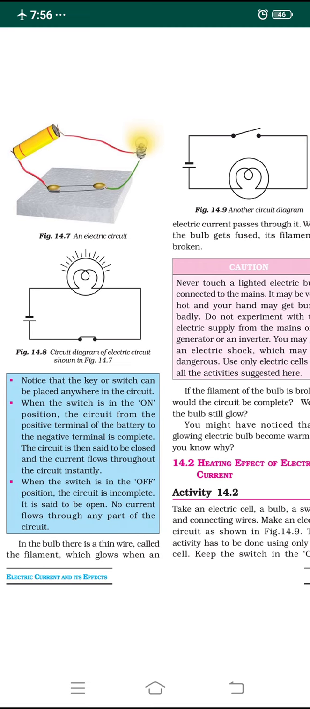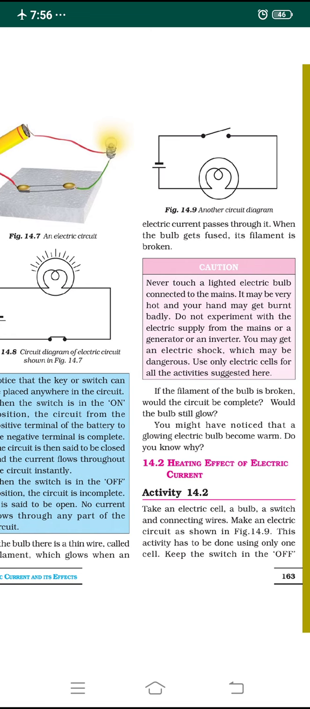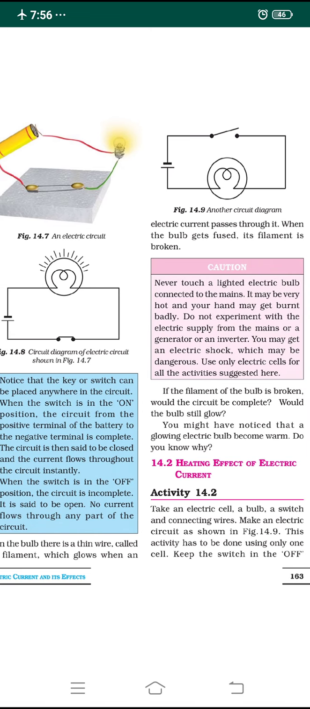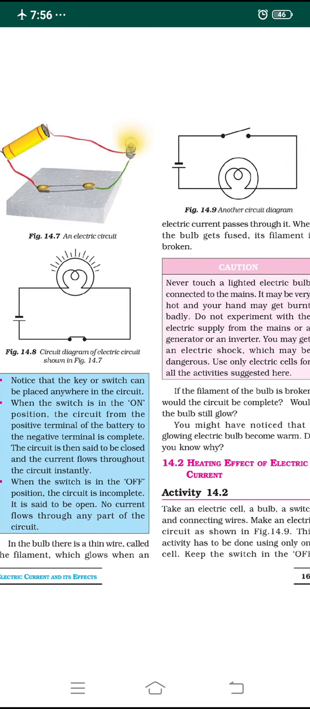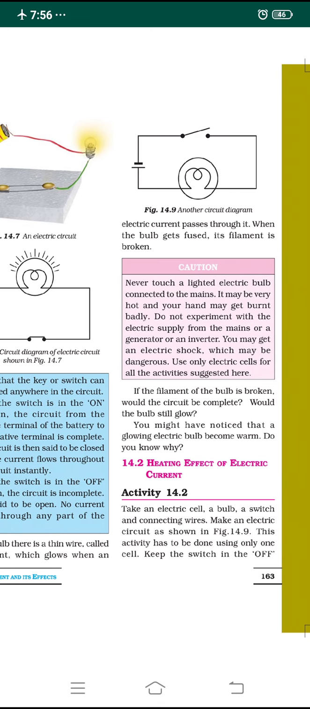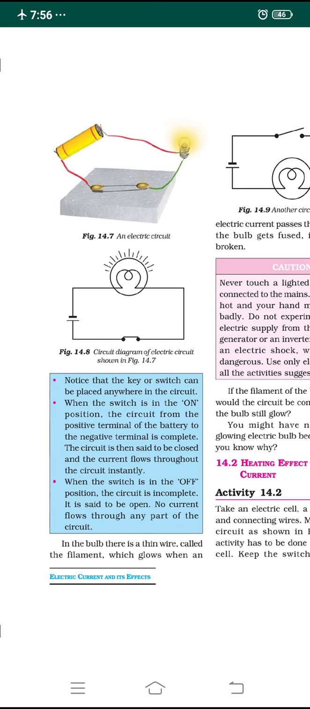In the bulb there is a thin wire, which is called the filament of the bulb, and it glows when electric current passes through it. Every bulb has a thin filament. When the bulb gets fused, its filament is broken. Sometimes the bulb does not glow because at that moment it is fused. It is due to what? The filament is broken.